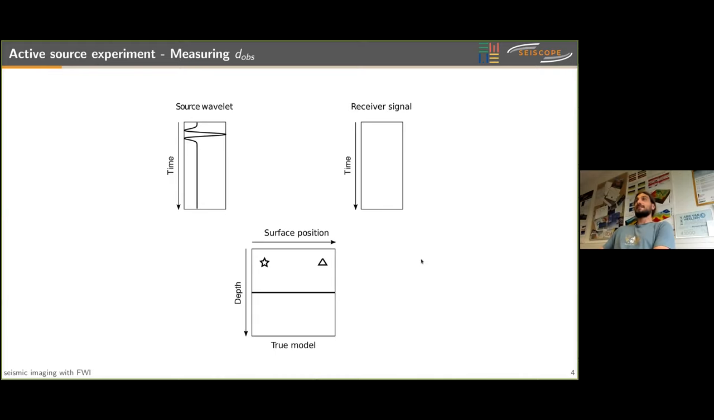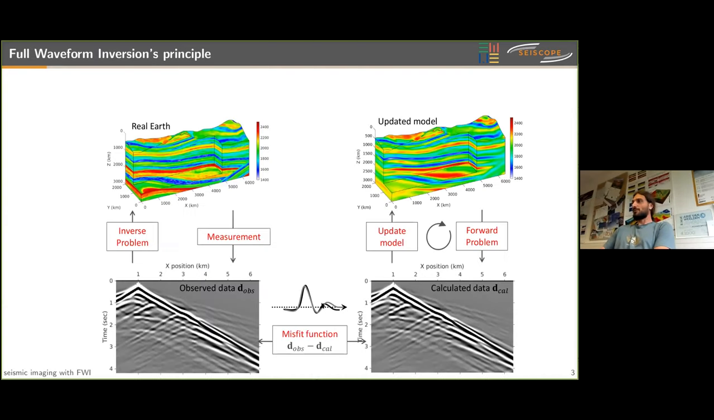One issue is, in fact, intrinsically related to physics. So I will now explain what these issues are by showing you how we compute the perturbation direction of the FWI, which is related to the gradient, so the first derivative of this misfit function, which gives us the direction to go to update our model.